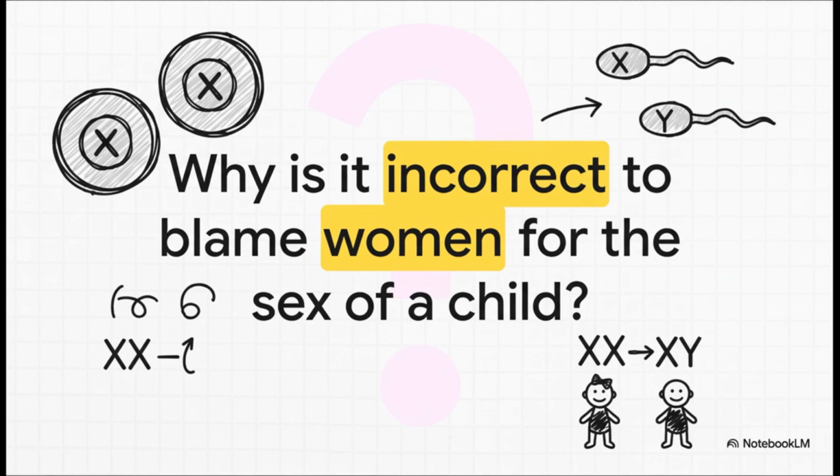In some societies, women are wrongly blamed for the sex of their child. Why is that scientifically completely incorrect? Just take a second to think about it. The answer is all in the sex chromosomes.